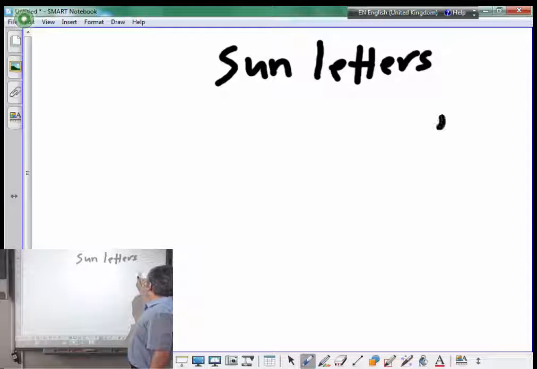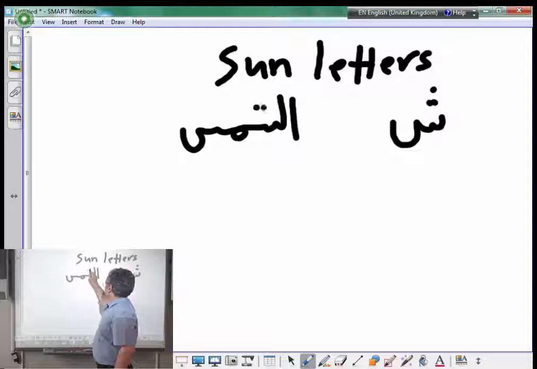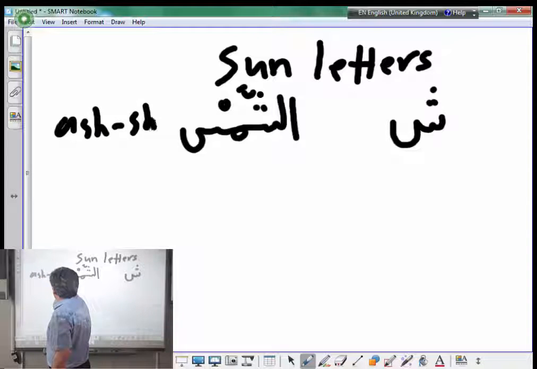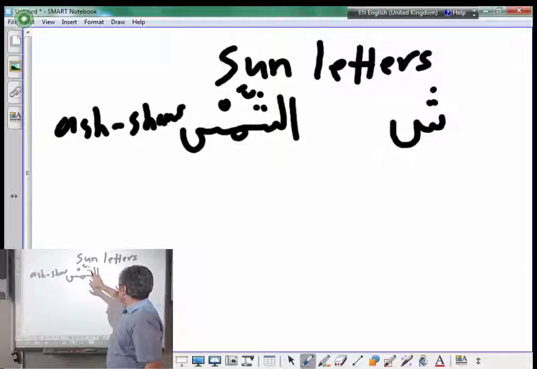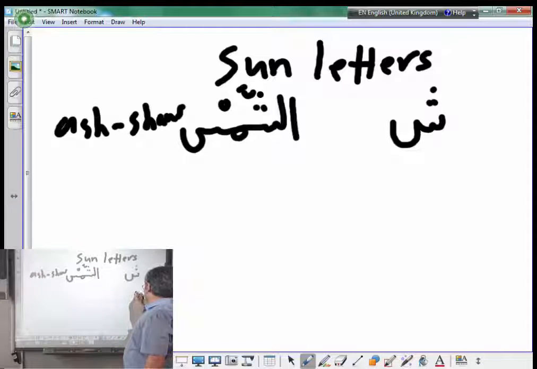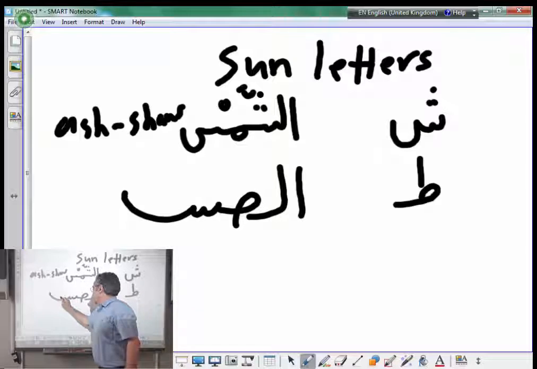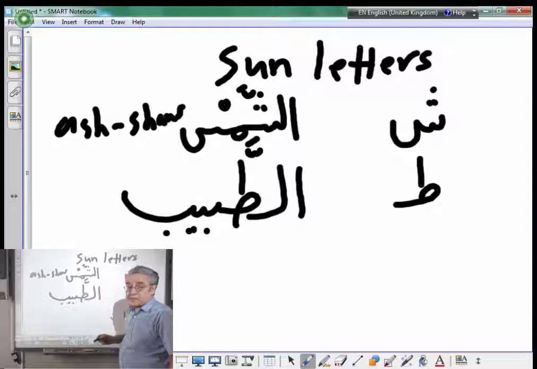So if I take the sheen, as you see here, الشمس, so I write it in English, الشمس. You can see this shadda indicates that I'm going to pronounce the sheen twice and ignore the lam, الشمس. And maybe if I take ta, with shadda and fatha, الطبيب.